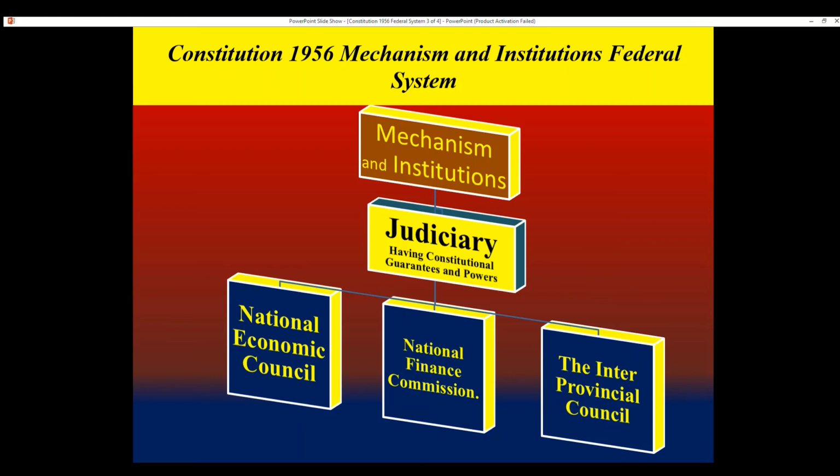A mechanism and institutions were provided for smooth operation and to address grievances, if any, between the provinces or between a province and the central government. The most important and most powerful institution was the judiciary. An independent judiciary having constitutional guarantees and powers was provided in the Constitution of 1956. If there was any misunderstanding or problem, the judiciary was supposed to decide. There was also the National Economic Council, the National Finance Commission, and the Inter-Provincial Council. However, it is very interesting that the nomination of the members of these councils was in the power of the president on the advice of the prime minister.